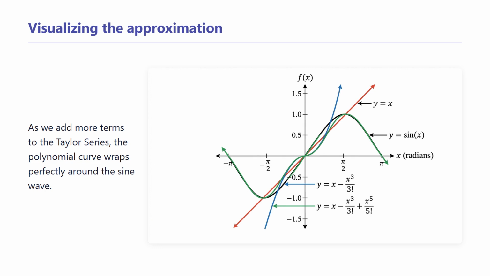To fix this, we add the next term to get the blue curve, which bends down to hug the sine wave further out. Adding yet another term gives us the green curve, which wraps almost perfectly around the sine wave for an even wider range. Every term we add forces the polynomial to match the true function over a larger distance.